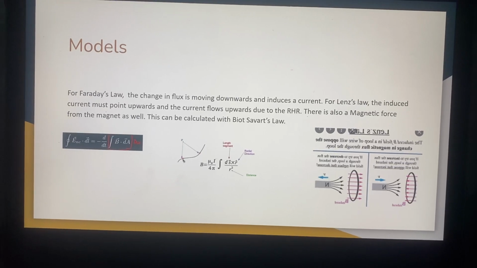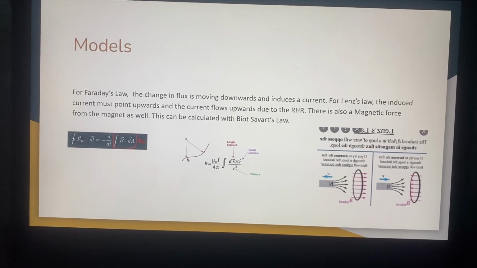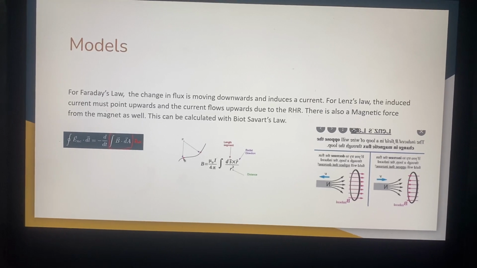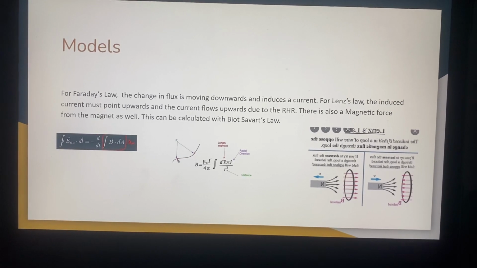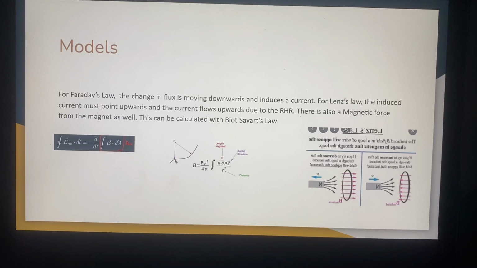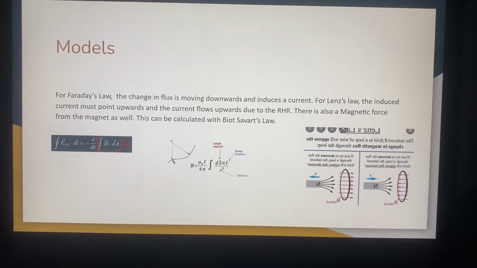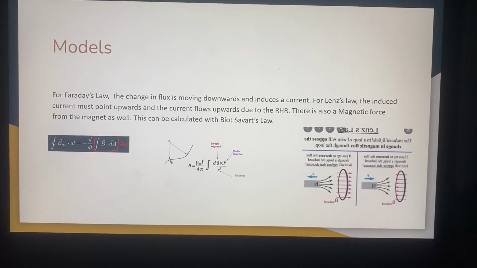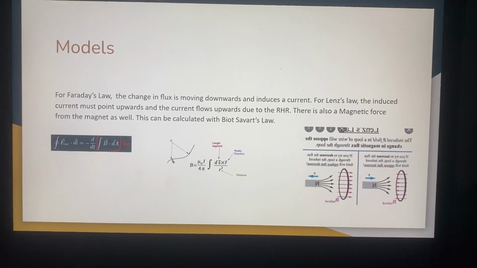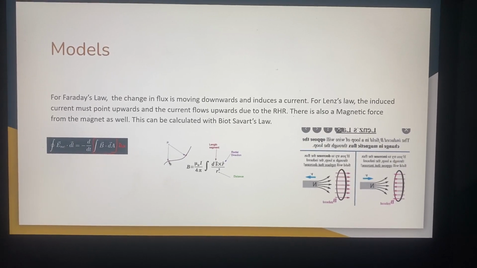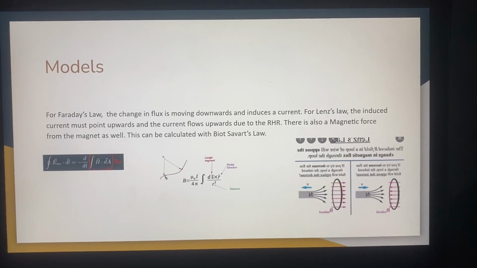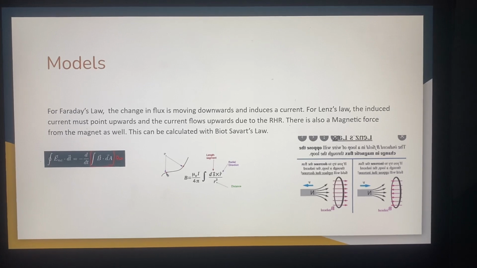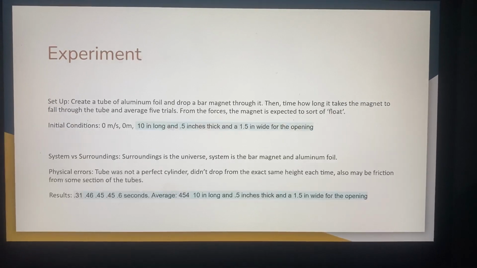So again, going over the models, Faraday's law, the change in flux is moving downwards and it induces a current. And for Lenz's law, the induced current must be pointing upwards because it's the opposite of the force. And the current flows upwards due to the right-hand rule as well. And then there is a magnetic force from the bar magnet, and this can be calculated using Biot-Savart's law.